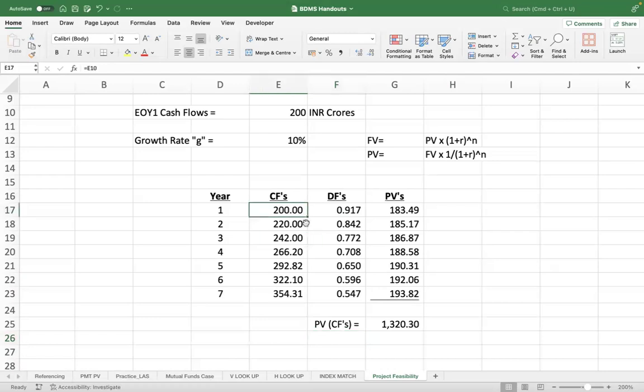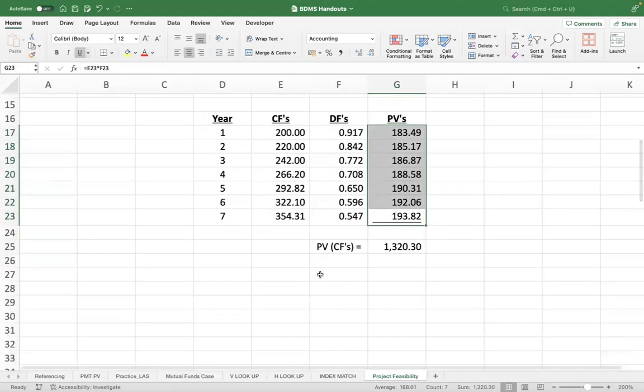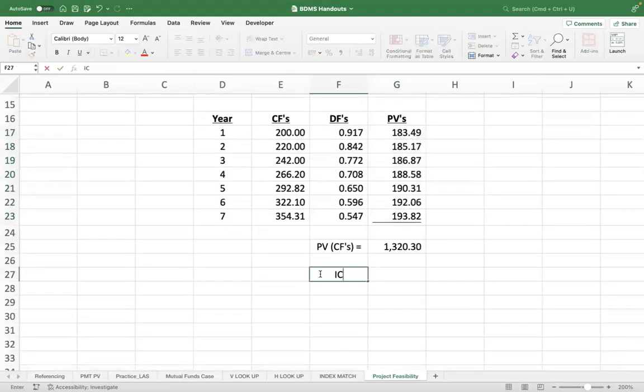So what does this mean? This means that 200 crores of cash flows at the end of 1 year is equivalent to 183.49 crores today. 354 crores at the end of 7 years is equivalent to 193.82 crores today. Are you getting the point? So we have brought all these cash flows to a common term, and if you add these up, it comes to 1320 crores. Now from this, we will reduce our initial cash outlay, which was 1000 crores.